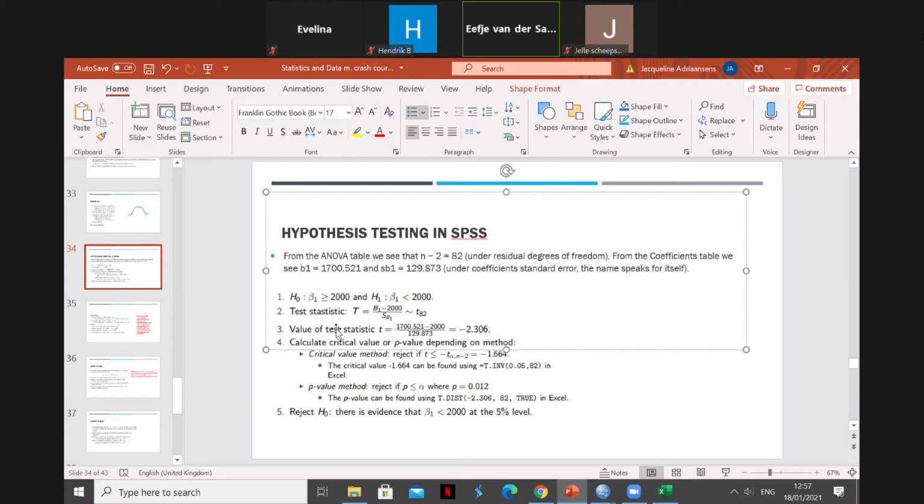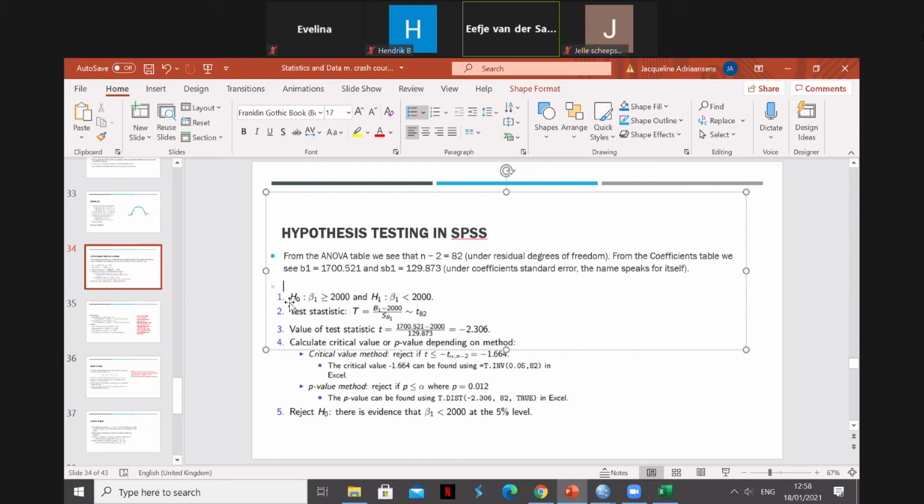We want to test if beta 1, the true regression slope coefficient, is less than 2000. The B1, the estimator of the true coefficient, was this, the 1700. You can see my screen, right? Okay, and we want to test if that's truly less than 2000. That's what we want to test. I should have included it, but alpha is 0.05, so 5% significance.